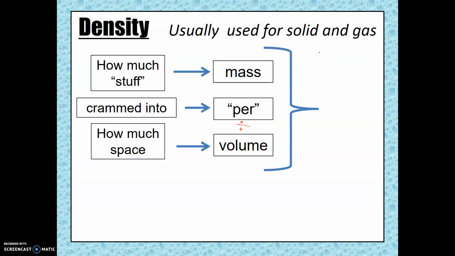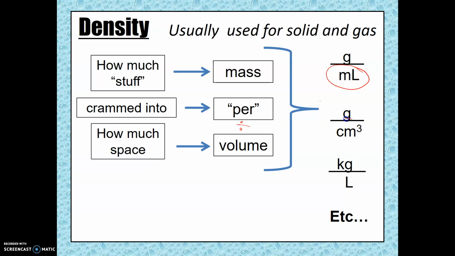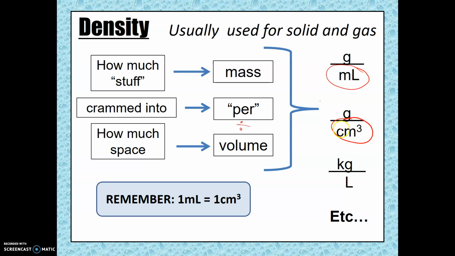Some common units that you may see in your chemistry class are grams per milliliter, maybe grams per centimeter cubed, kilograms per liter, all sorts of different combinations. One thing that's important to note is that a milliliter and a centimeter cubed are actually the same thing.